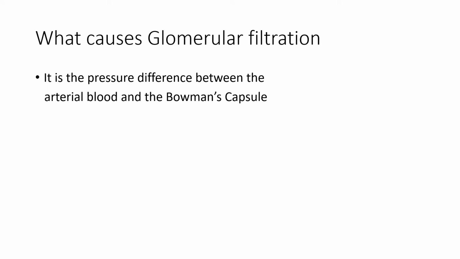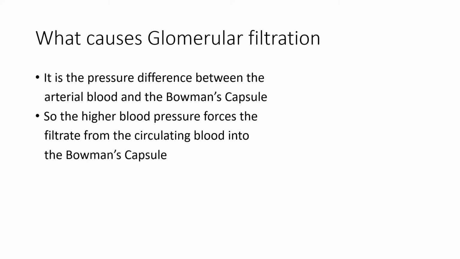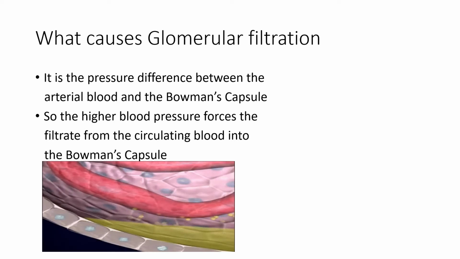By the time you consider all the other factors involved in this, classically you have a pressure gradient of about 10 millimeters of mercury. So the blood pressure's pretty much 10 millimeters of mercury higher than the pressure in the Bowman's capsule. And it's this pressure which forces the filtrate from the blood into the Bowman's capsule. As you can see in the image here, you can see the red blood cells staying within the circulation of the artery, and the yellow dots representing the filtrate being pushed out into the Bowman's capsule.